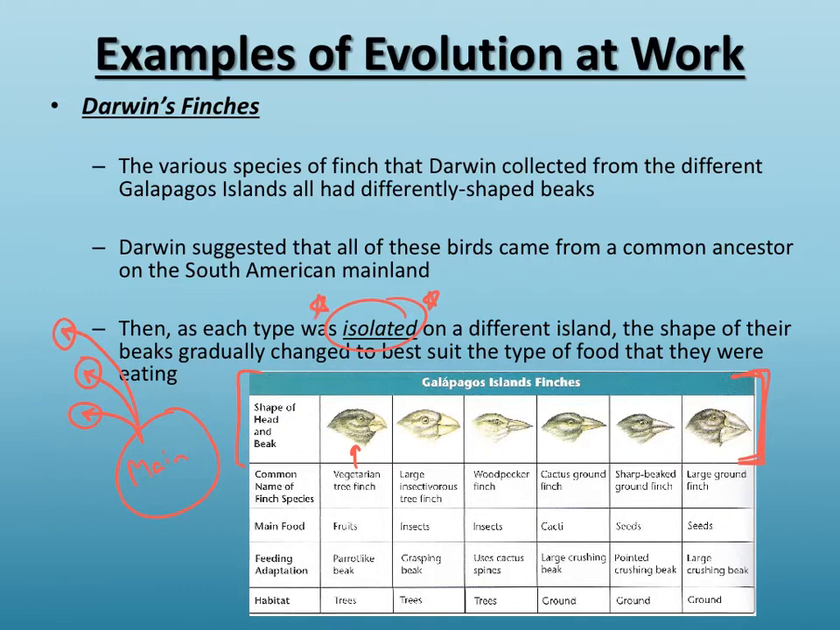That is the key. If birds become isolated on an island where they can only reproduce with the other birds on that island, then we can start to see a shift into something different, of something that we call speciation, a change into a new species. And what Darwin suggested is that these birds moved out to these islands, became isolated, and the shapes of their beaks sort of changed to best suit that island. Now, for most people, the question is, how did they change?